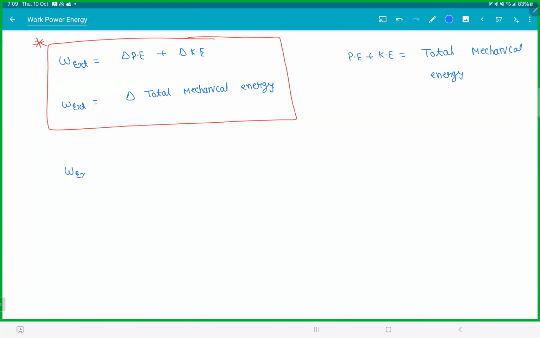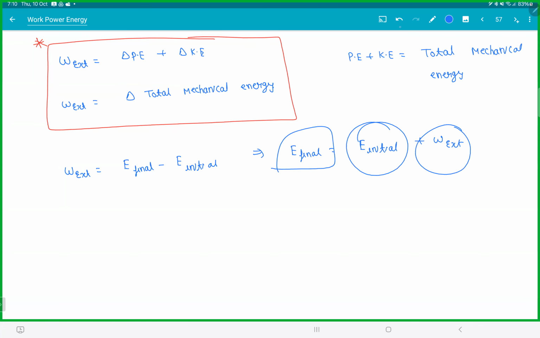So work done by external forces can be written as energy final minus energy initial. So the same thing, I can also write like this: energy final equals energy initial plus work done by external forces. This is more intuitive. Whatever energy initially you had plus whatever extra work I did must be the final, isn't it? If you have 50 rupees and I give you 20 rupees, in total you should have 70. So whatever you have initially plus whatever I give you must be the final. That's an intuitive way of writing, but it's the same thing.